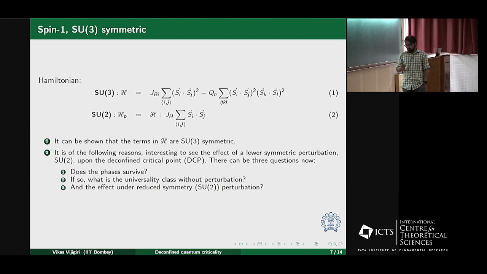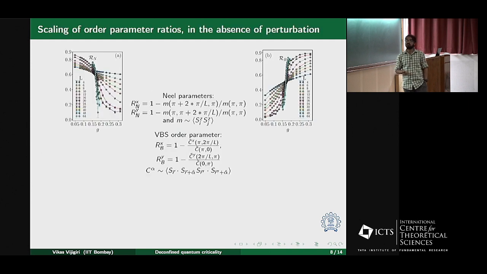The first question that should be asked is, do the phases survive for higher spins, because I'm using spin 1, and if so, what is the criticality class, and what is the effect of this SU(2) reduced symmetric perturbation on the criticality class. As we have seen, up to a system size of 64, we are able to get a scaling behavior of the order parameter Rn. These are Néel order parameters. In the lower part of this regime, this is the Néel phase, and that's the VBS phase. So clearly, these phases survive even for higher spins, and we also see a phase transition.